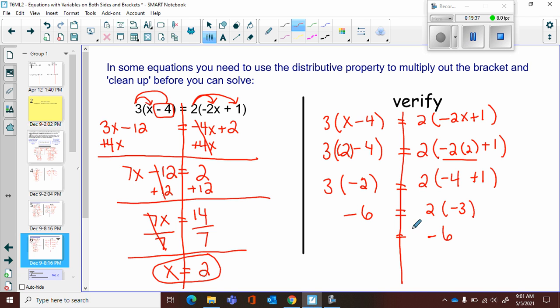Okay, so you can see that, yes, both sides of my equation are equal when I substitute a 2 in for the x. So my answer is correct.